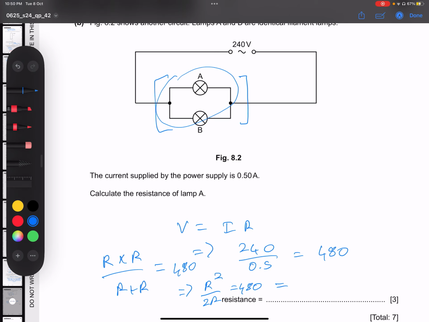When two identical lamps are connected in parallel with each other, the entire setup has half of the resistance of a single lamp. So half of the initial resistance is equal to 480. 480 times 2 is equal to 960 ohm. So 960 ohm is the resistance of lamp A.